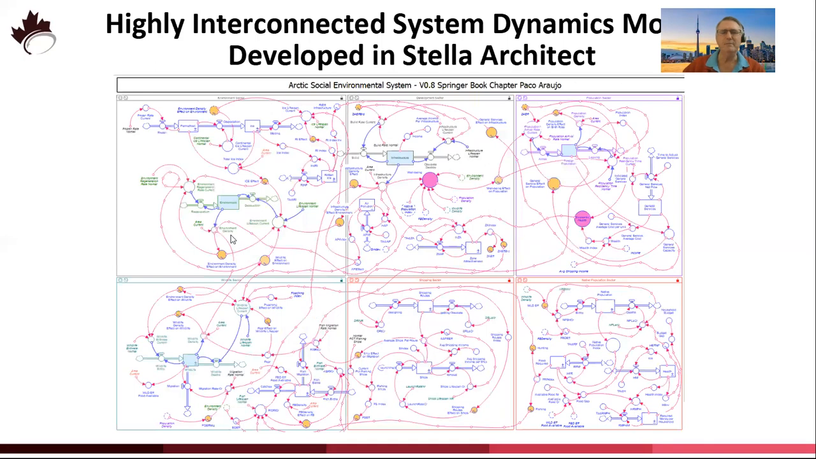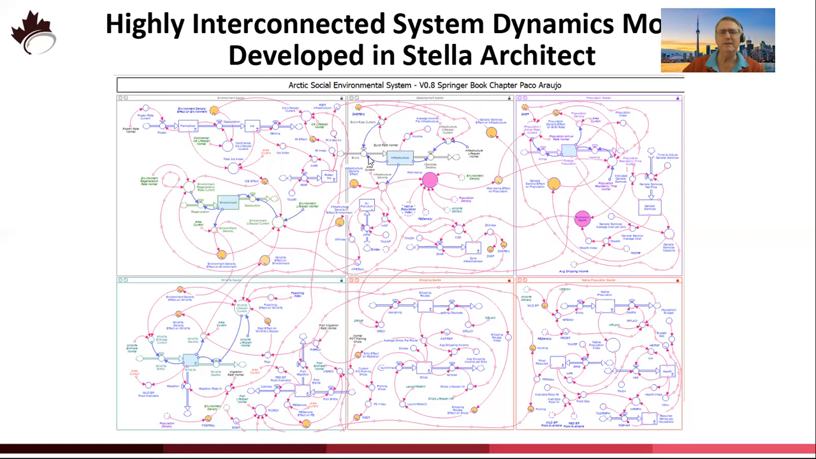Here is our picture of our model. It shows us that the model is highly interconnected, and it was developed in Stella Architect. And we have 6 sectors, and over here we have the environmental sector of land, oceans, and ice. And then here we have the environmental sector of wildlife and fish.